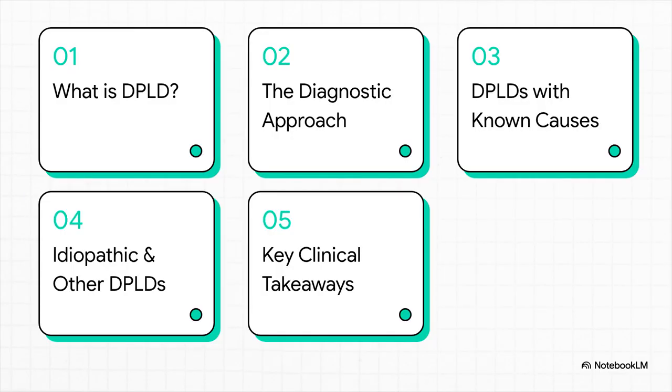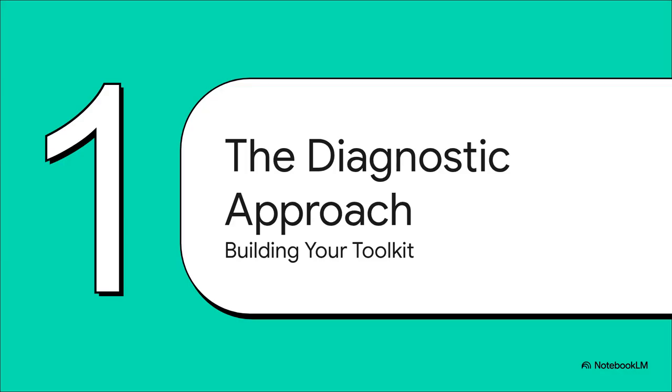So here's our game plan. We're going to start with the diagnostic tools you need in your belt. Then we'll split things into two big buckets: DPLDs where we know the cause, and those that are idiopathic, or unknown. And then we'll wrap it all up with the key takeaways you can bring with you to the wards tomorrow.